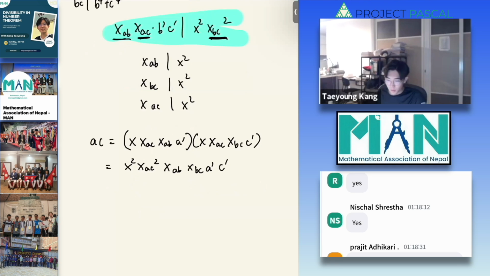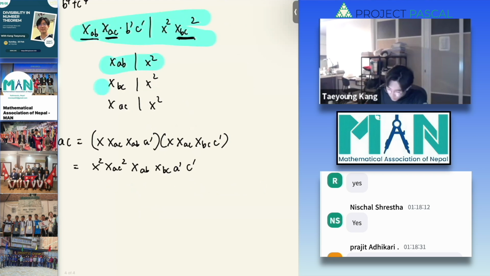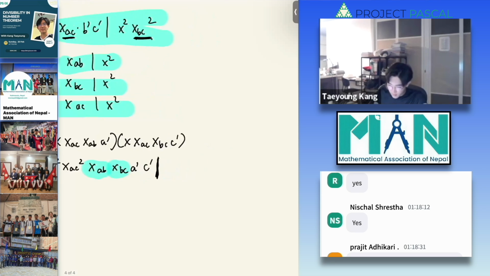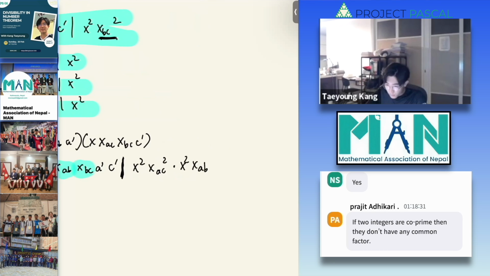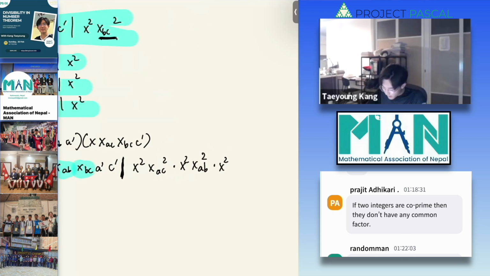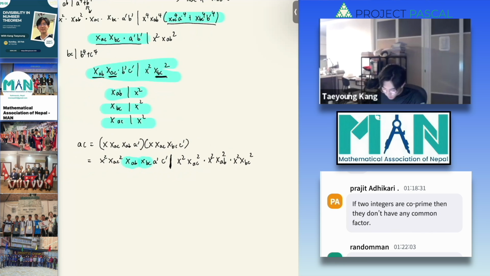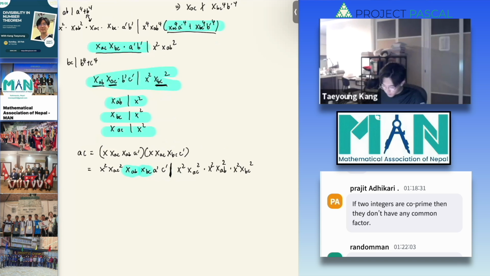And this is basically equal to, using these three conditions, and we apply it on both this and this, it will just give us that this divides x squared x_AC squared times x squared x_AB squared times x squared x_BC squared. Do you guys agree? Yeah.